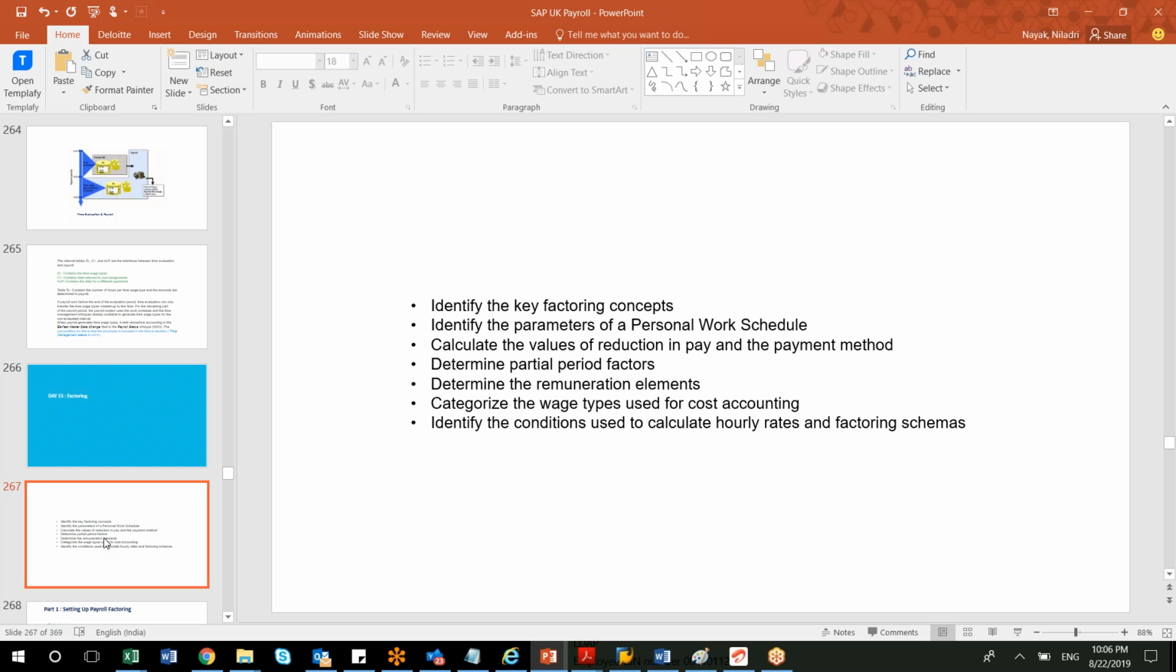These are the topics I will be covering: the key factoring concept, then the parameters. What are the different parameters of PWS? What are the values on reduction in the pay and the payment method?